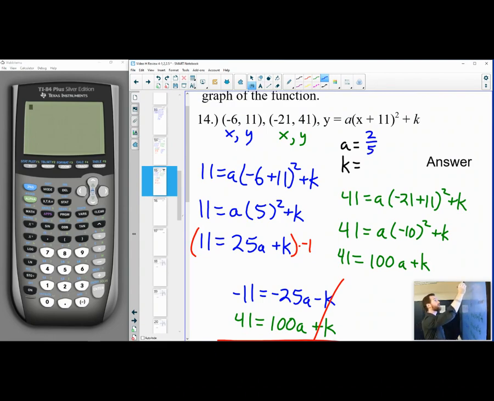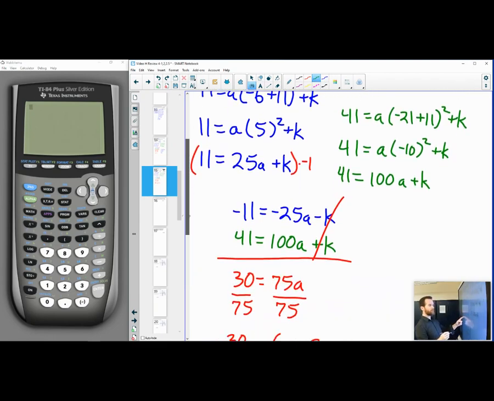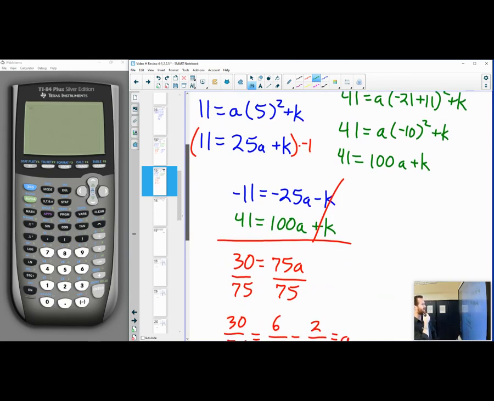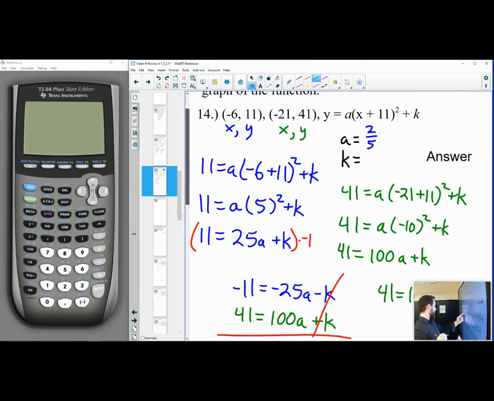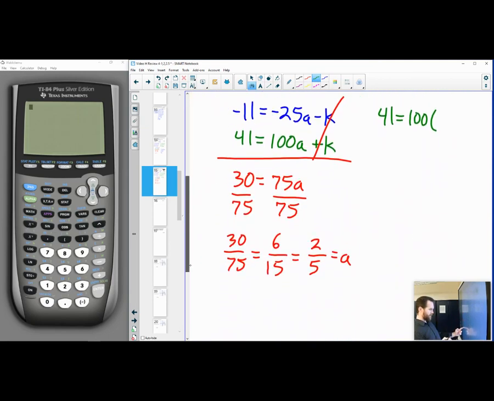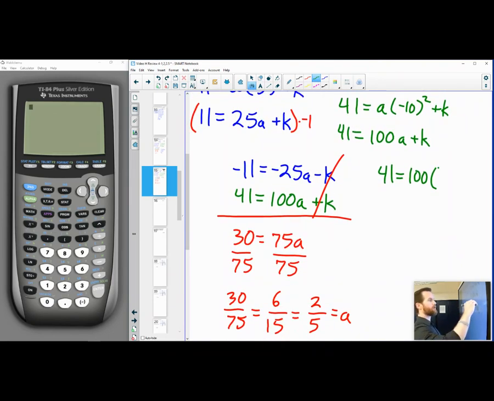So we're going to plug in a to do that. So the green equation, or do I want to use the green one or the blue one? I guess it doesn't really make a difference. I'll use the green one just because I think I used the blue one last time, just to show that you can do it either way. We get 41 equals 100 times, and this is where we plug in our a value. I already forgot what it was. It's 2/5. So 2 over 5.